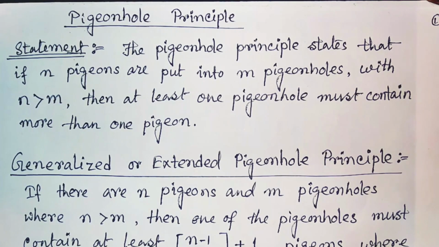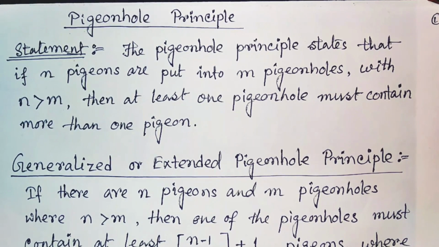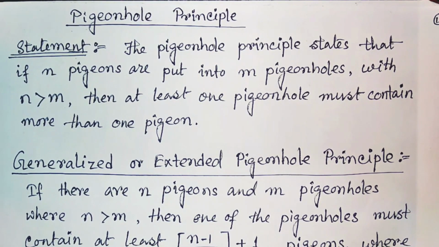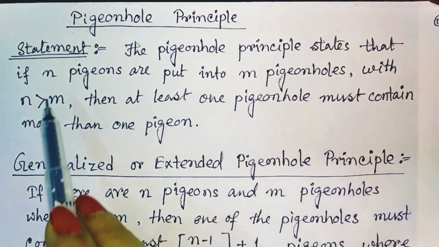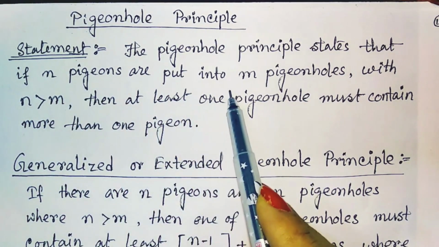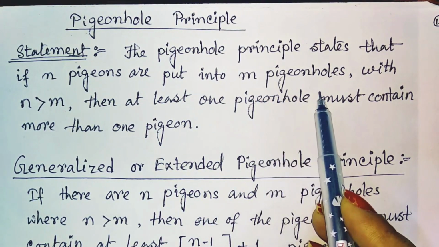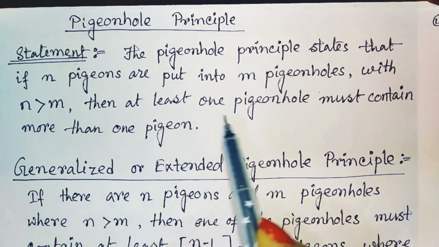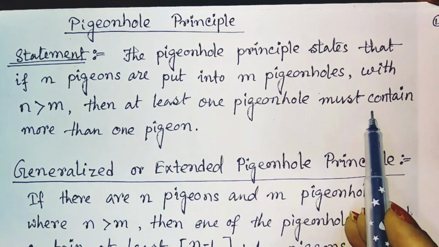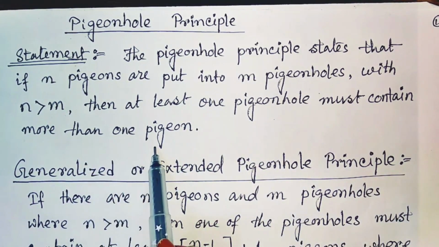Hello friends, this is the most wanted lecture on pigeonhole principle for you. So what is pigeonhole principle? The statement is, the pigeonhole principle states that if n pigeons are put into m pigeonholes with n greater than m, then at least one pigeonhole must contain more than one pigeon.